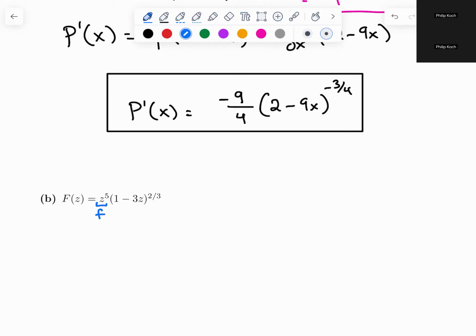I'm going to label it this time, but typically I'm going to avoid it. So f prime is 5z to the fourth, and g prime is going to be 2/3 times 1 minus 3z to the negative 1/3 times negative 3. Take a second to understand that. Take a second to see it.